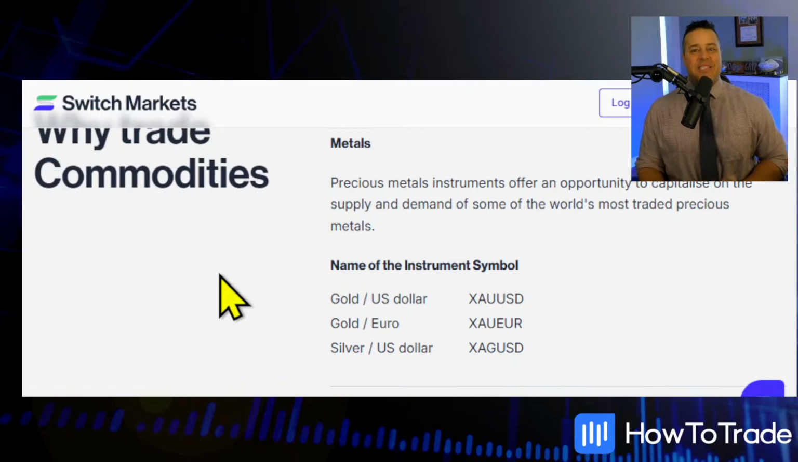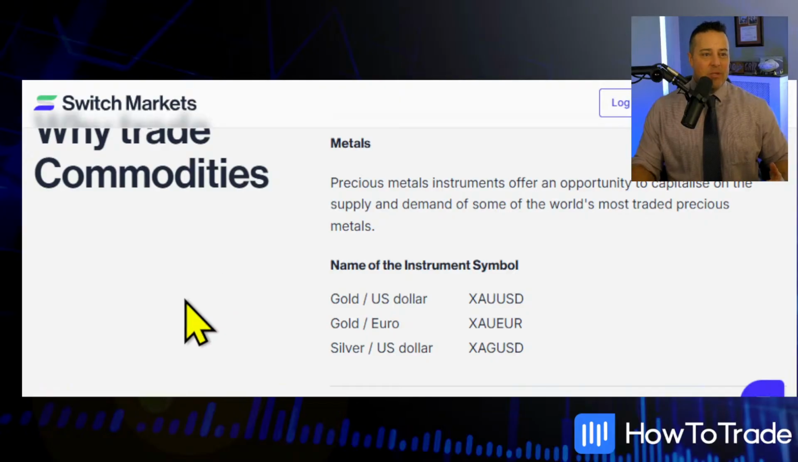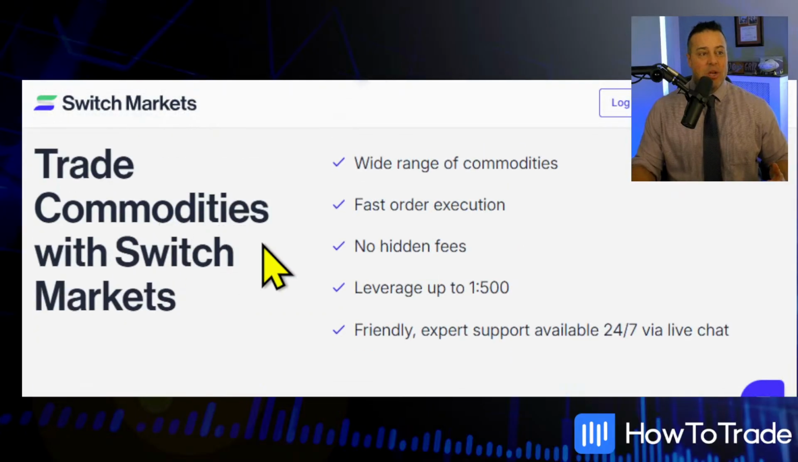Dollar, because that is the benchmark. Commodities around the world are typically denominated in U.S. dollars, so that's what I'm going to focus on. We're going to focus on the value of the commodity itself, not necessarily the value of the currency. We're going to go with the tried and true U.S. dollar, and that is what these instruments are all denominated in.